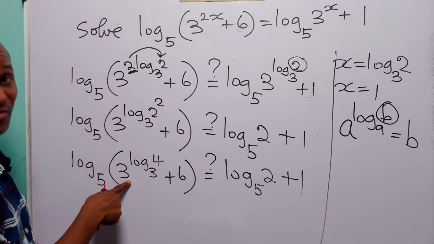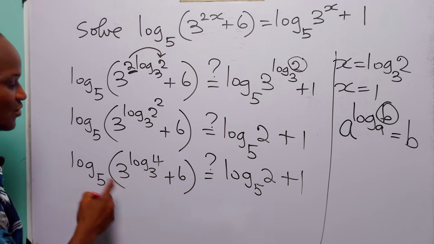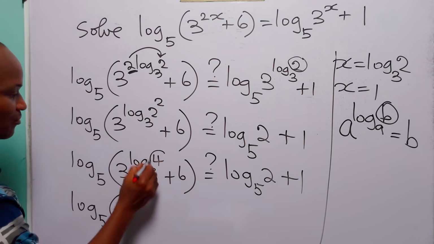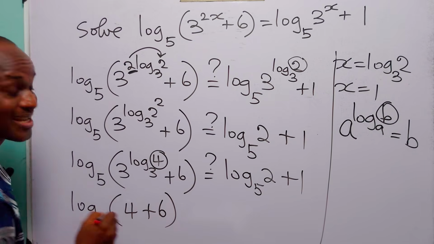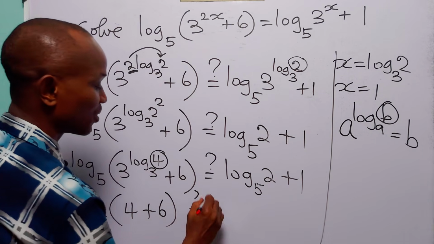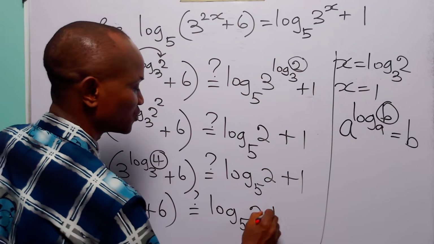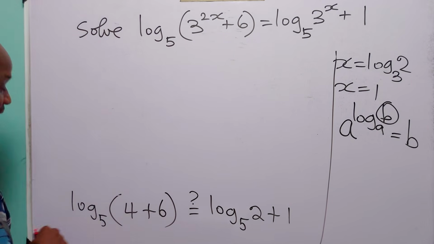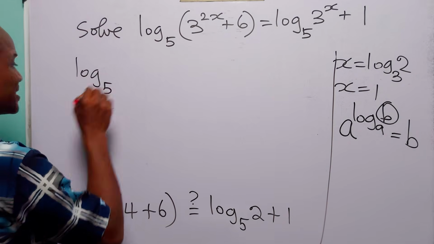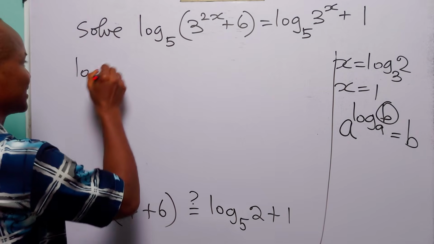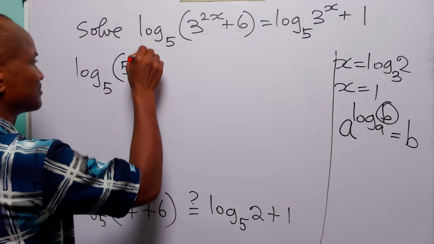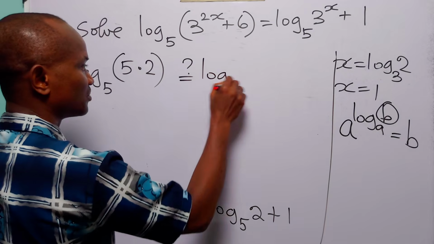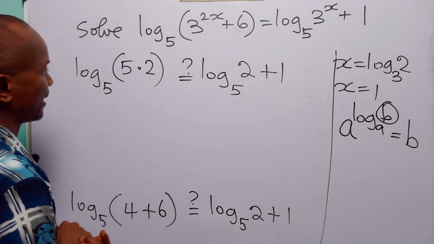Once more, you can see that here we have 3 to the power log to base 3. So that means that this is the same as log to base 5 of 4 plus 6. Now, is this equal to log to base 5 of 2 plus 1? 4 plus 6 is 10. So on the left-hand side, we have log to base 5 of 10. But remember that 10 is 5 times 2. Now, is this equal to log to base 5 of 2 plus 1?